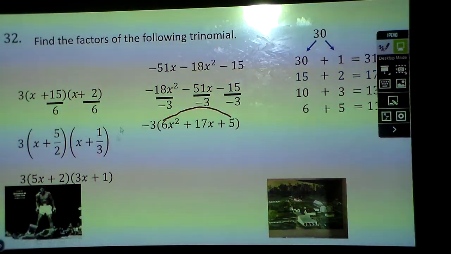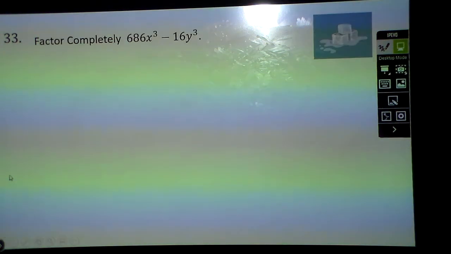Okay? So I want to move the 2 in front and the 3 in front, and now it's factored. There's my 3, 5x plus 2, 3x plus 1, and don't forget the 3. Alright? That would be the answer to 32.